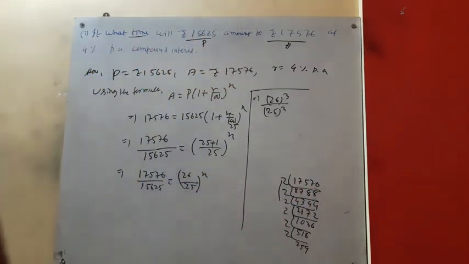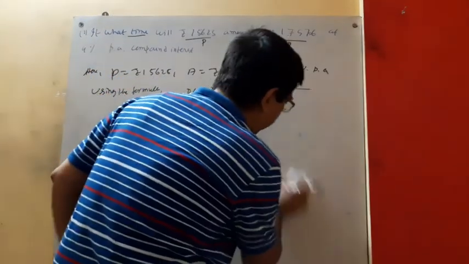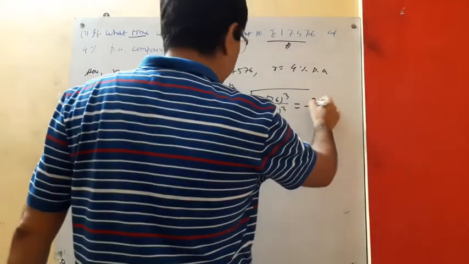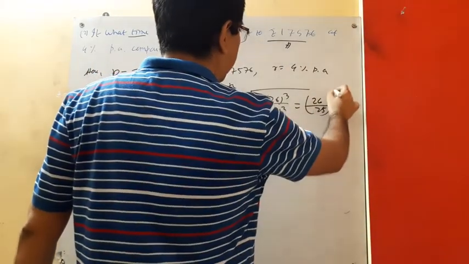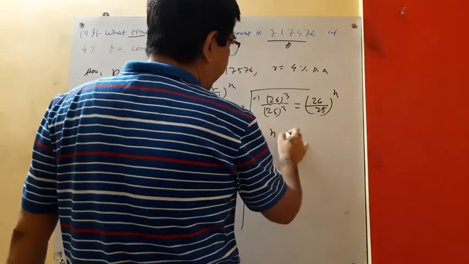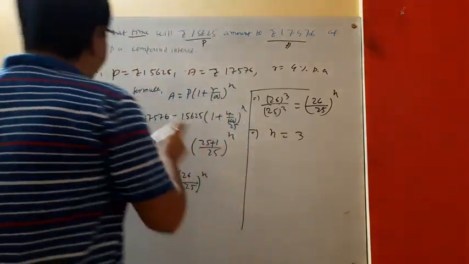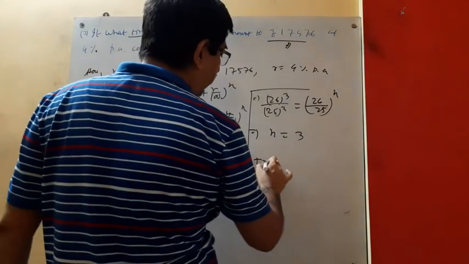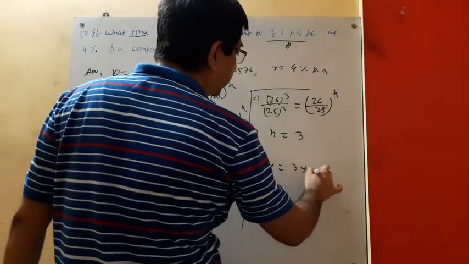Yes, there is some calculation mistake. Okay. So ultimately you will get this is 26 cube, this is 25 cube. That is equal to 26 by 25 whole to the power n. So comparing we get n equal to 3. So look here, the rate of interest was 4% per annum. So time equal to 3 years.